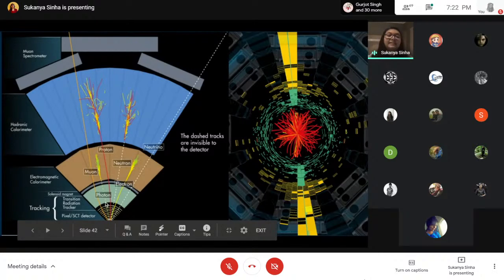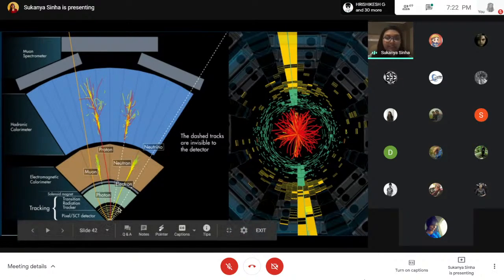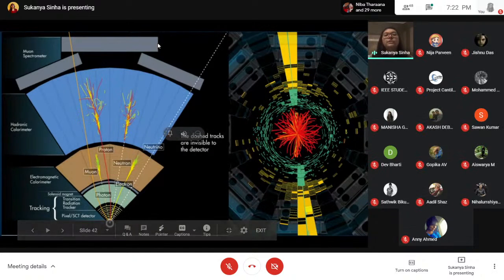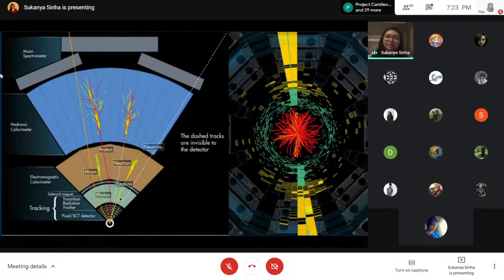The photon, since it is chargeless, is invisible in the tracking system. So you see that the dashed line over here represents that there is no contribution from the photon to the tracking system. You do not get any energy changes because of the photon. Similarly, for the neutron, since it doesn't have any charge, you do not get any effect of it in the tracking system, but you do get it for the electron.